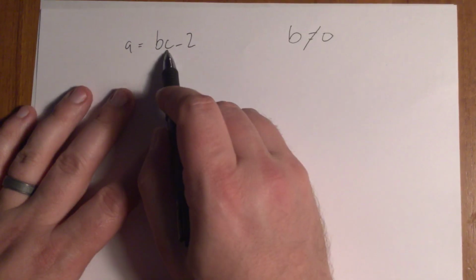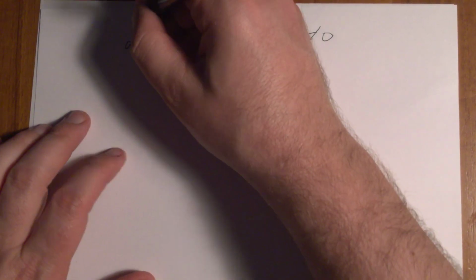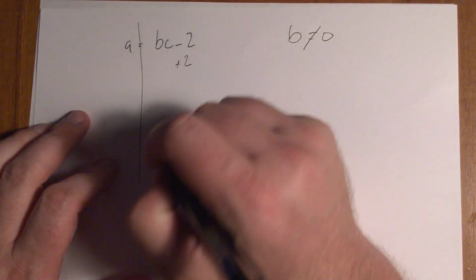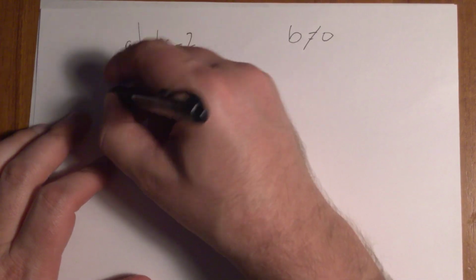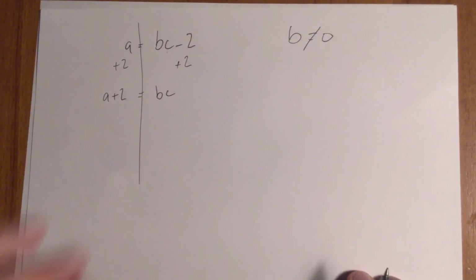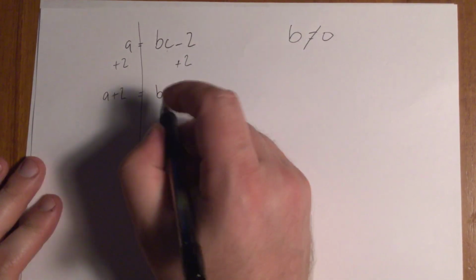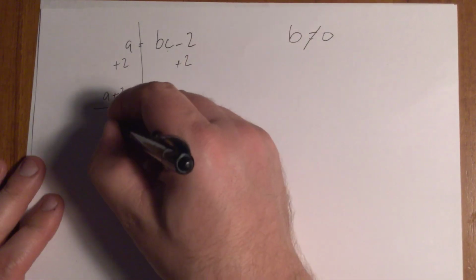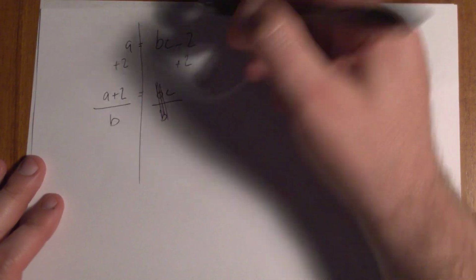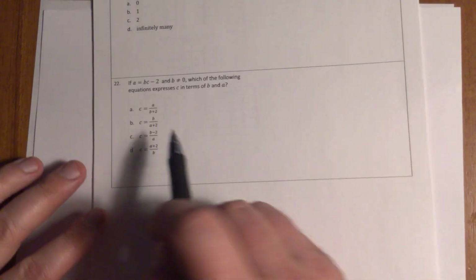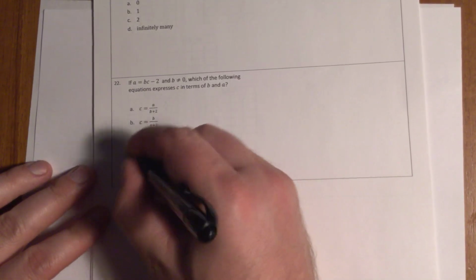In the end, I want to have C by itself. So if you think about doing the same thing to both sides, I'm going to add 2 to both sides. So I would have A plus 2 equals B times C. This is actually just like a two-stepper. I'm then going to divide by B. These B's would cancel. And here I'd have A plus 2 over B. C equals A plus 2 over B. D. So that's infinitely many. Boom.